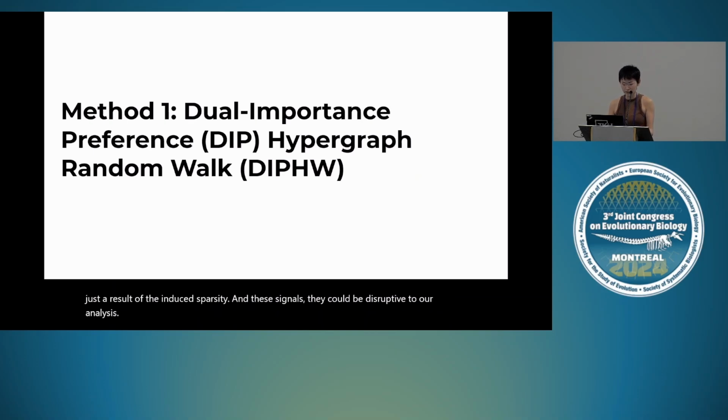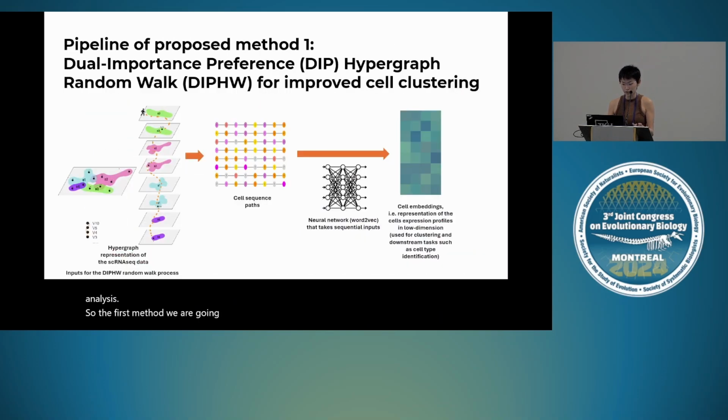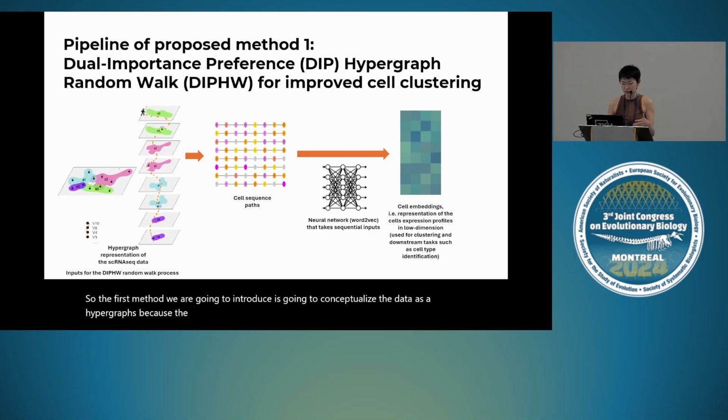So the first method we are going to introduce is going to conceptualize the single-cell RNA-seq data as a hypergraph, because the previously mentioned limitations gave us motivation to look beyond the co-expression network.